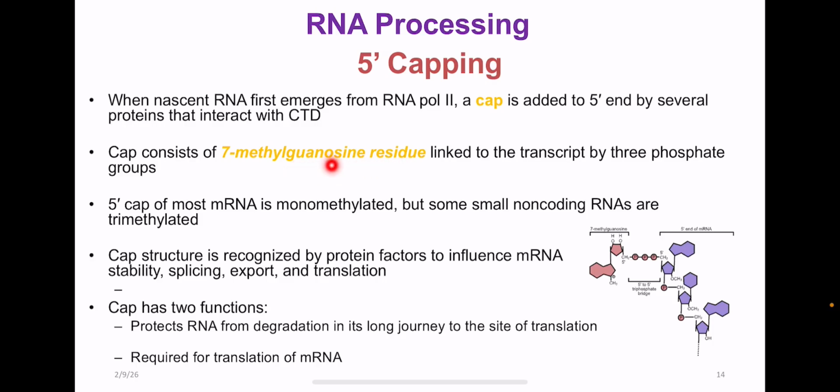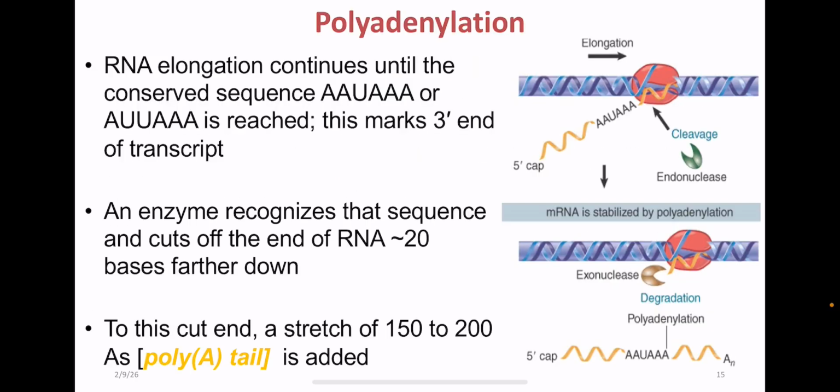The cap is actually linked to the 5' end by 3 phosphate groups. This diagram shows your mRNA being synthesized. This is the 5' end, and this is the 7-methyl guanosine, linked to the 5' end by 3 phosphate groups. The 5' cap of most RNA is monomethylated, which is why you see only one methyl, but in some RNAs, like the small non-coding ones, they are trimethylated. That's just an example, but in most mRNA, they are monomethylated.